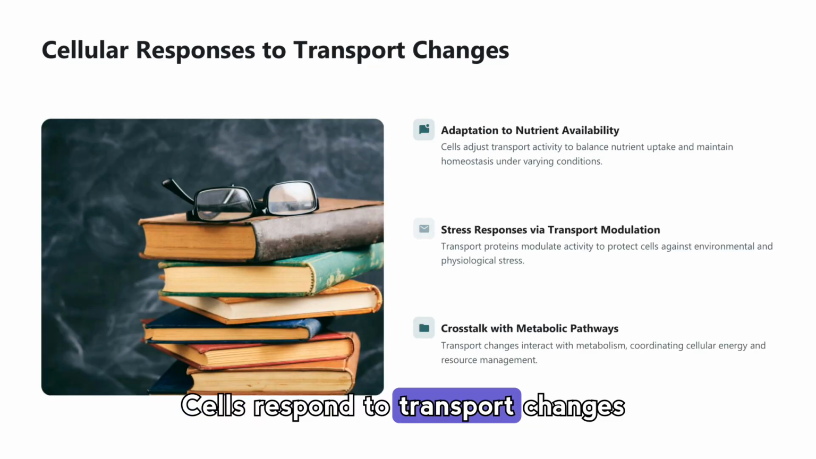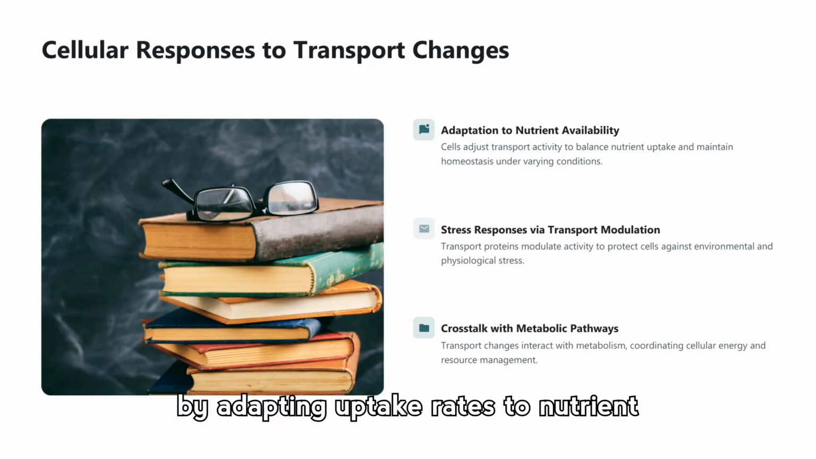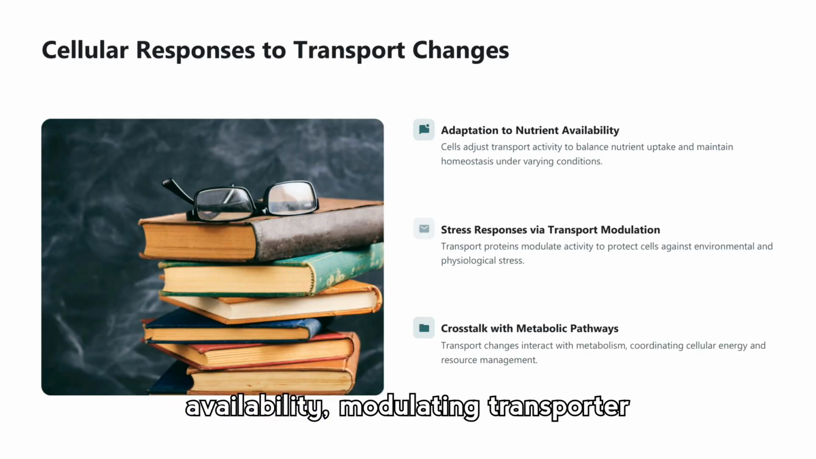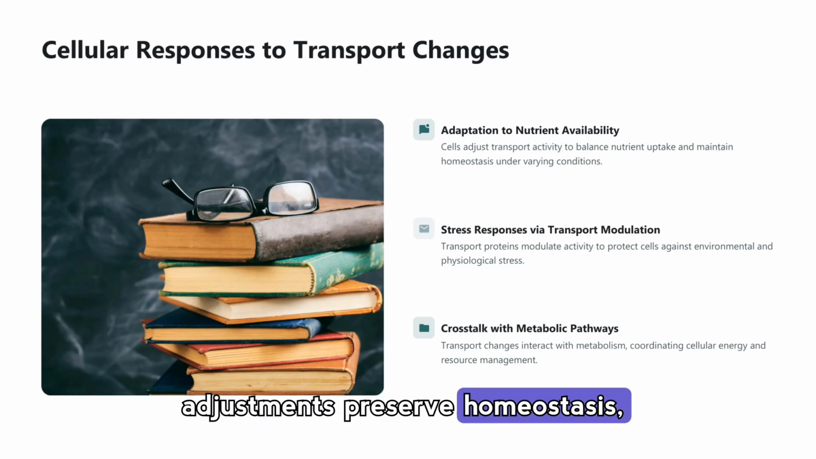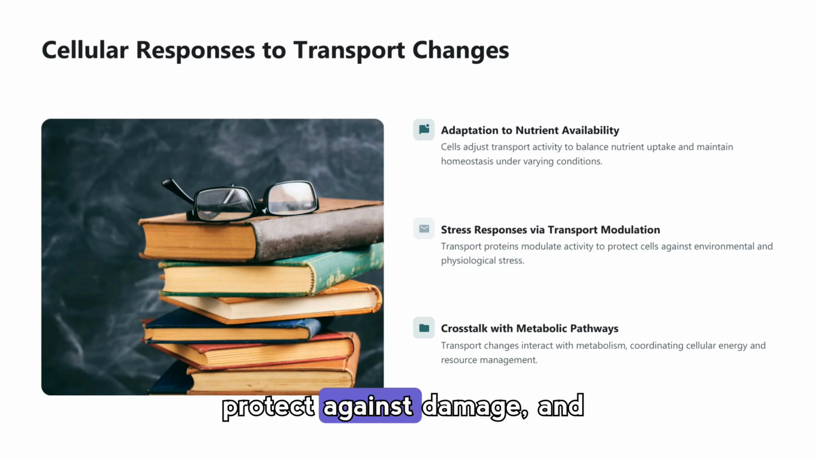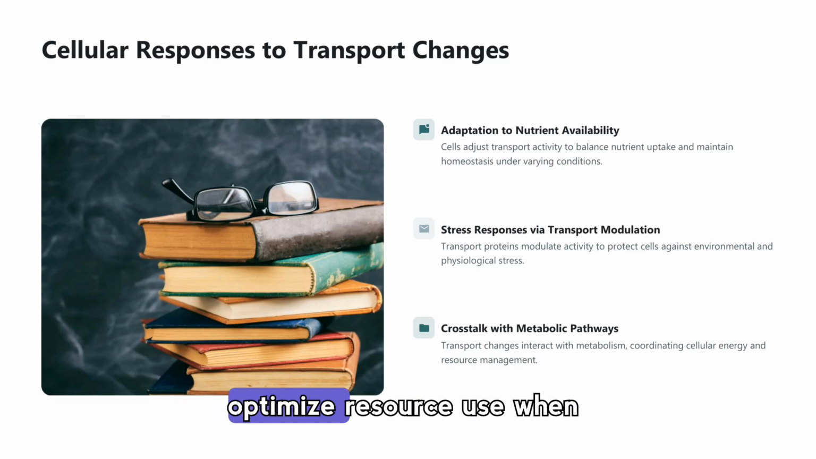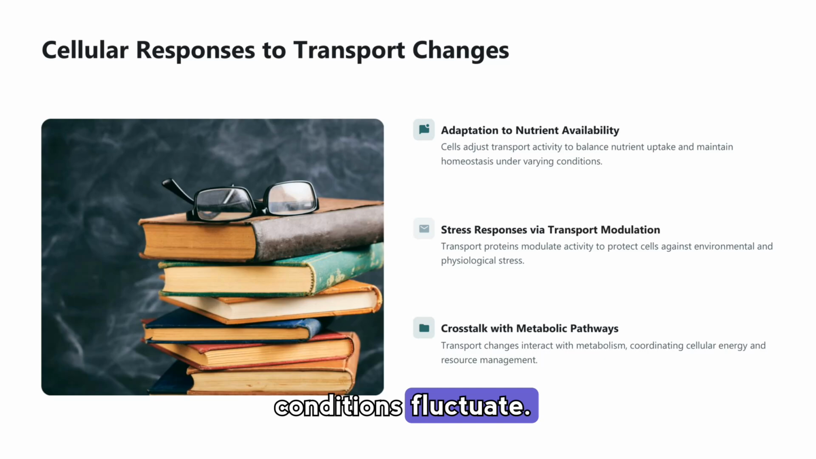Cells respond to transport changes by adapting uptake rates to nutrient availability, modulating transporter activity under stress, and coordinating transport with metabolic pathways. These adjustments preserve homeostasis, protect against damage, and optimize resource use when conditions fluctuate.